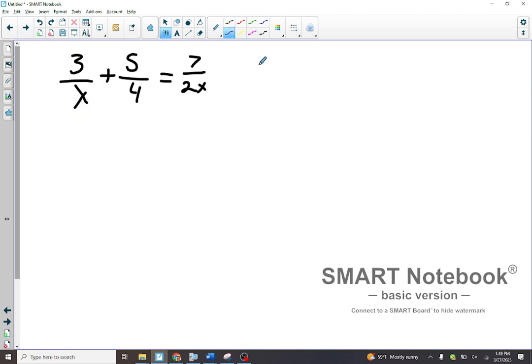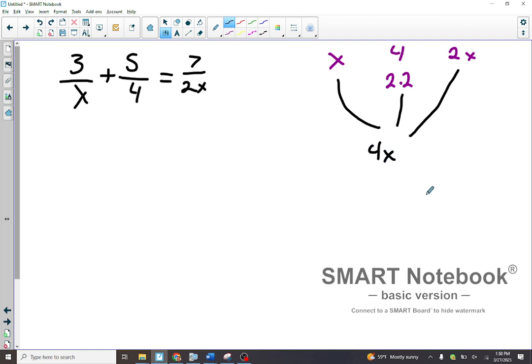Now you need to make everything a common denominator. The only reason we want common denominators is to plus or minus. So I have an x, I have a 4, and I have a 2x. This 4 can be broken down into 2 and 2. There's nothing all three have in common. So what is the smallest thing all three can multiply to? It's 4x.